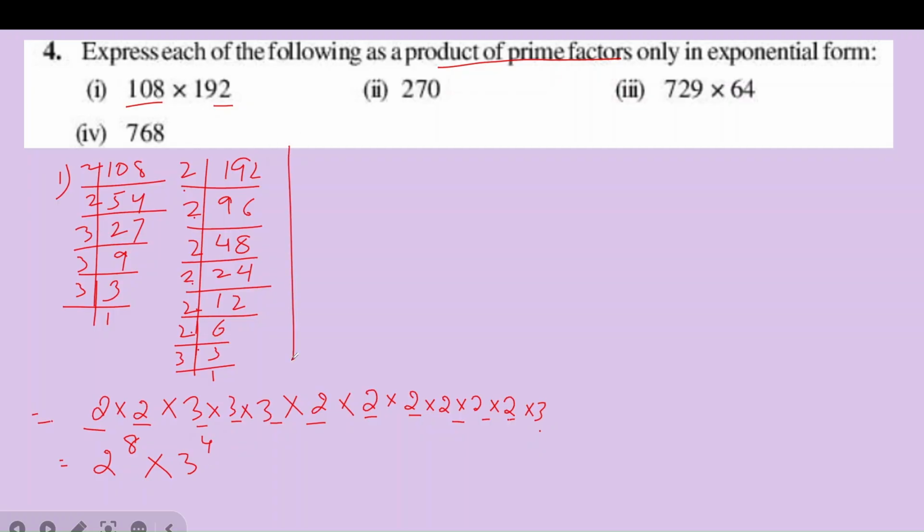Now, second question, 270. Again, the last digit is 0, so divide by 2. Remember, they are specifically asking about prime numbers. You cannot take a composite number for division. You have to take prime factors only. Now, the last digit is 5. You know that the divisibility rule of 5 says if any number ends with 5 or 0, it is divisible by 5. So we'll use that property. And then, from here onwards, we can use the table of 3.